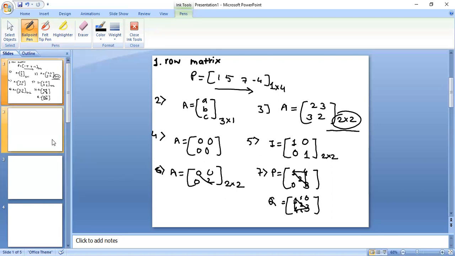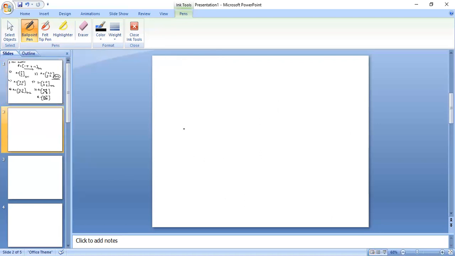So next, transpose of matrix. If A is a matrix of order m into n, then the transpose of the matrix A is denoted by AT or A dash. Okay, transpose of the matrix. It is denoted by AT or A dash. It is a matrix obtained by interchanging the rows and the columns of the matrix.